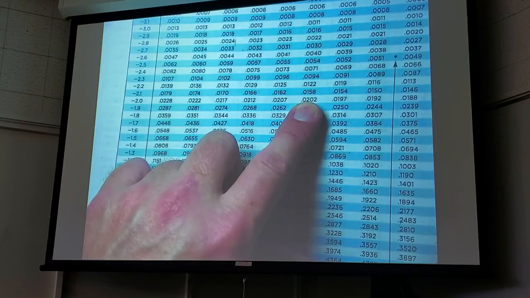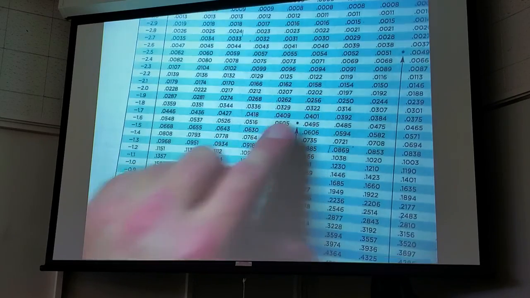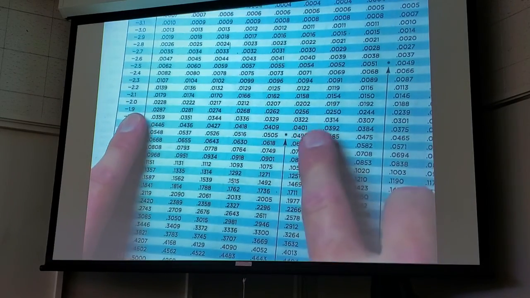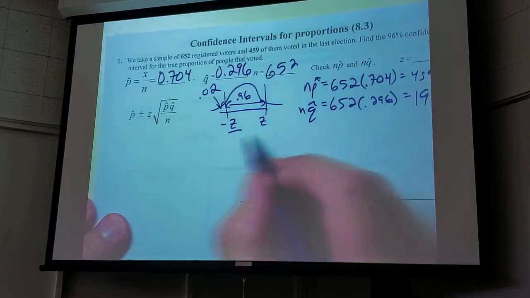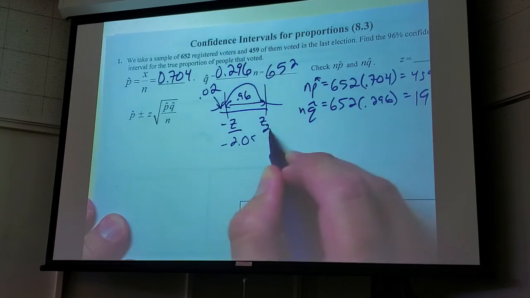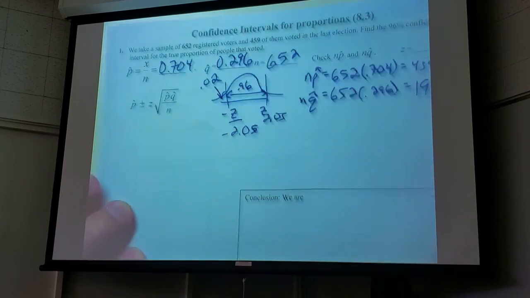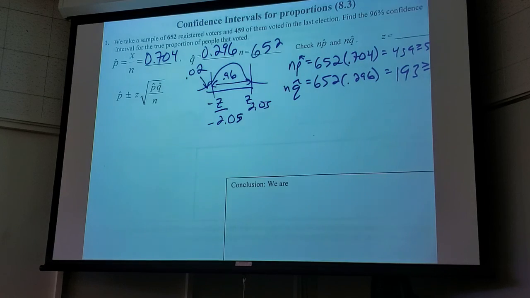Yes. Good. So what z-score is that? Negative 2.05. And the other one will be positive 2.05. So in the formula, you just put 2.05. The negative and positive are already built into the formula, right?